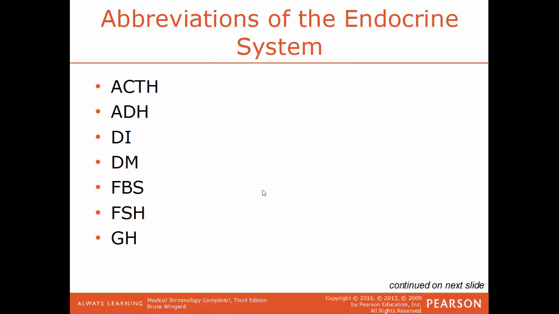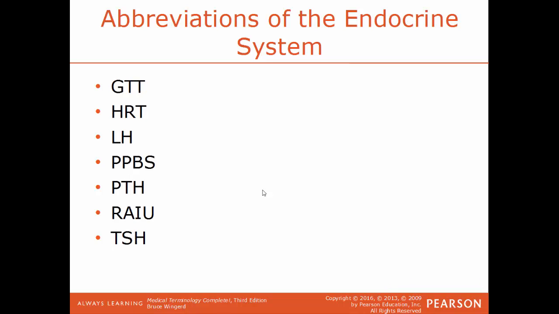Alright, now we'll go over some common abbreviations for the system. ACTH stands for adrenocorticotropic hormone. ADH, antidiuretic hormone. DI, diabetes insipidus. DM, diabetes mellitus. FBS, fasting blood sugar. FSH, follicle stimulating hormone. GH, growth hormone. GTT, glucose tolerance test. HRT, hormone replacement therapy. LH, luteinizing hormone. PPBS, postprandial blood sugar. PTH, parathyroid hormone. RAIU, radioactive iodine uptake. And TSH, thyroid stimulating hormone.